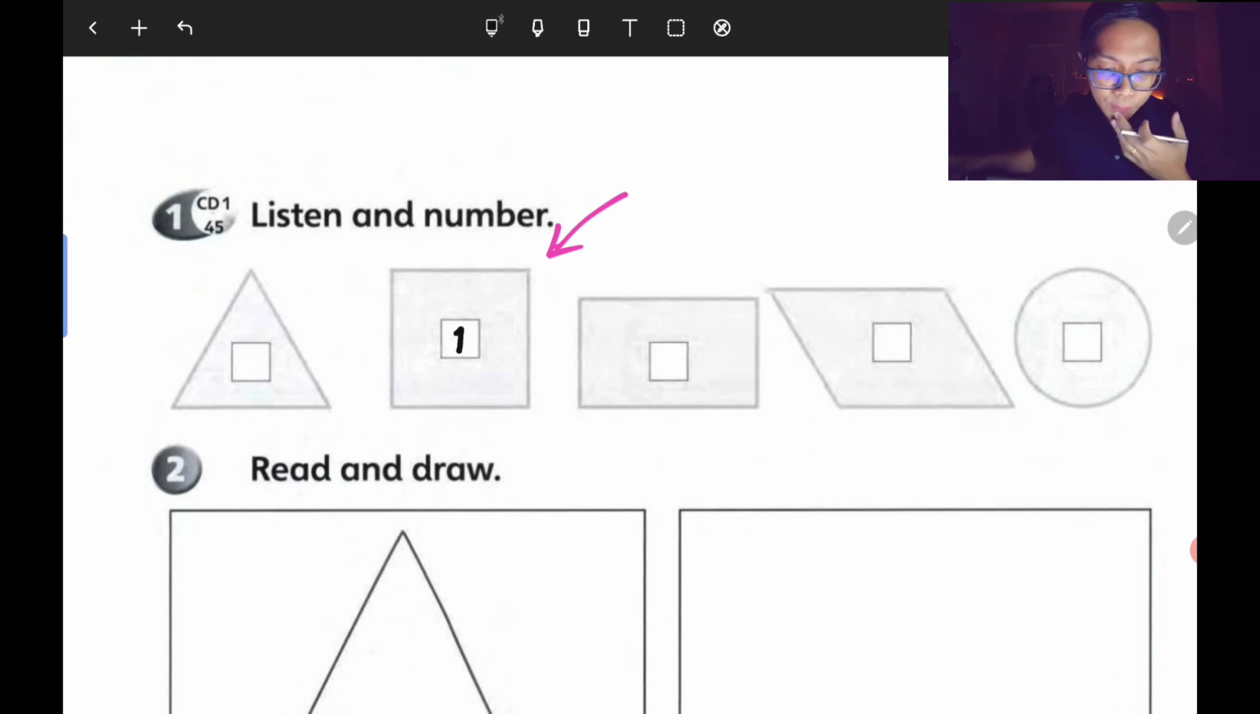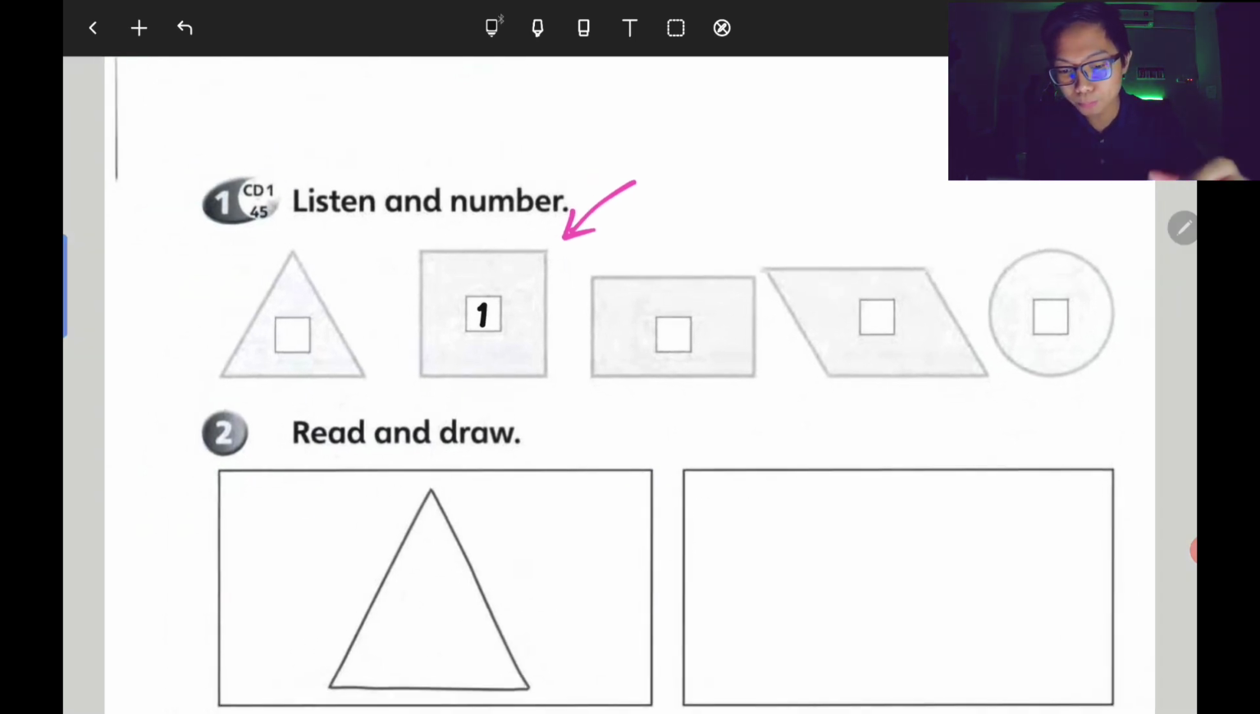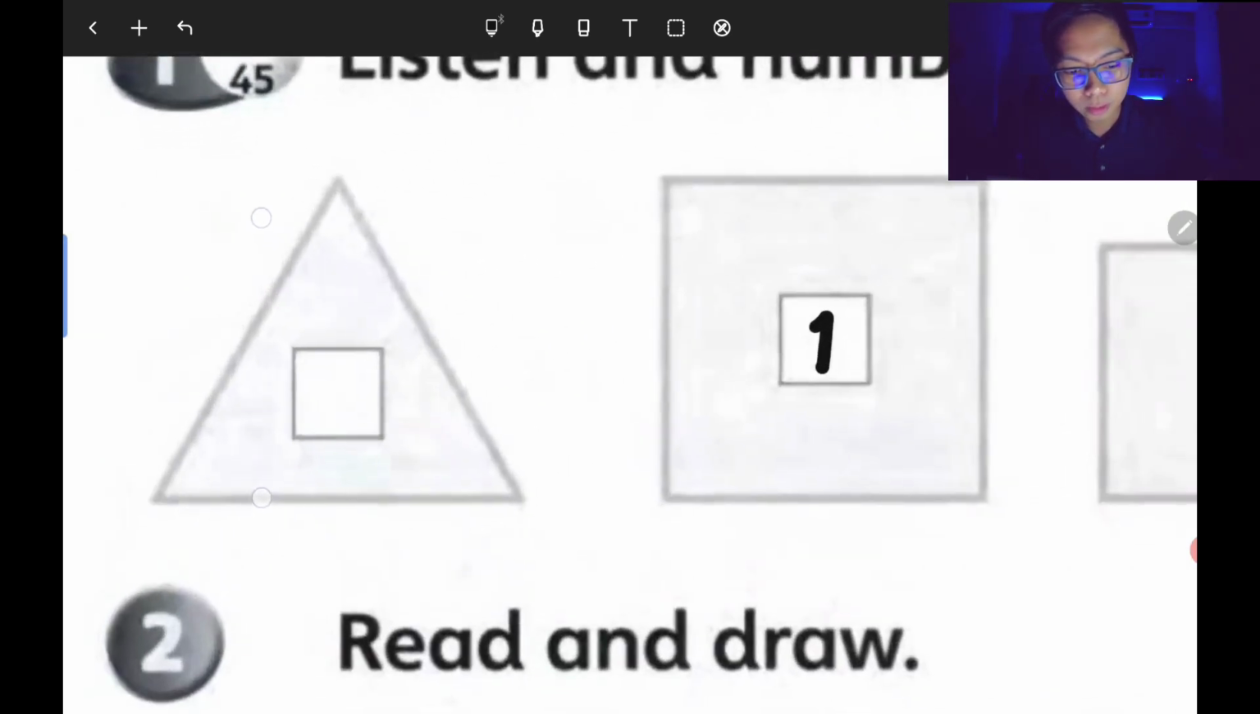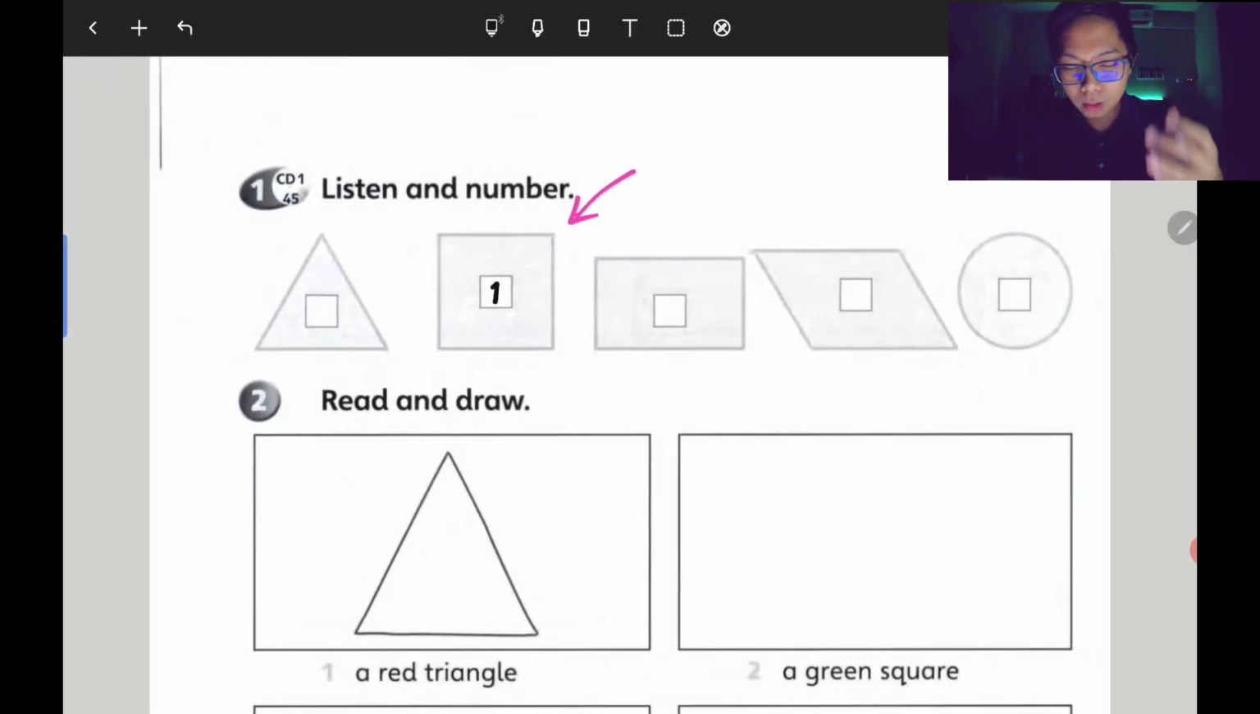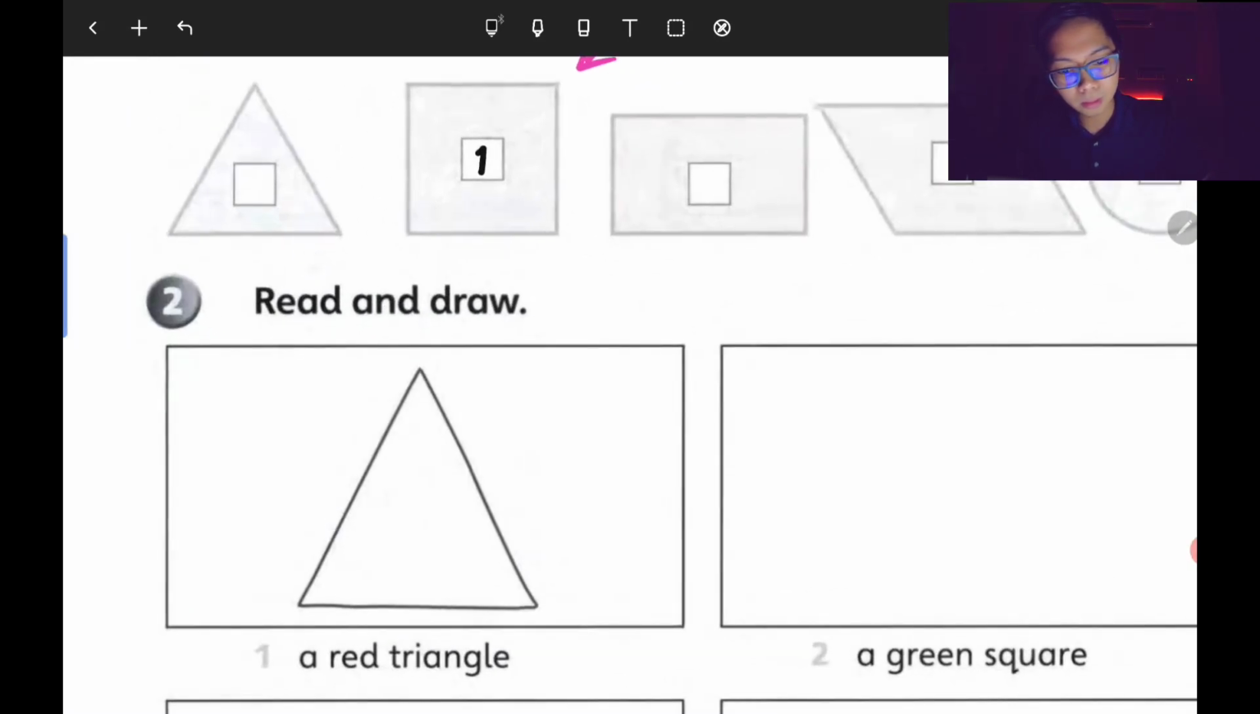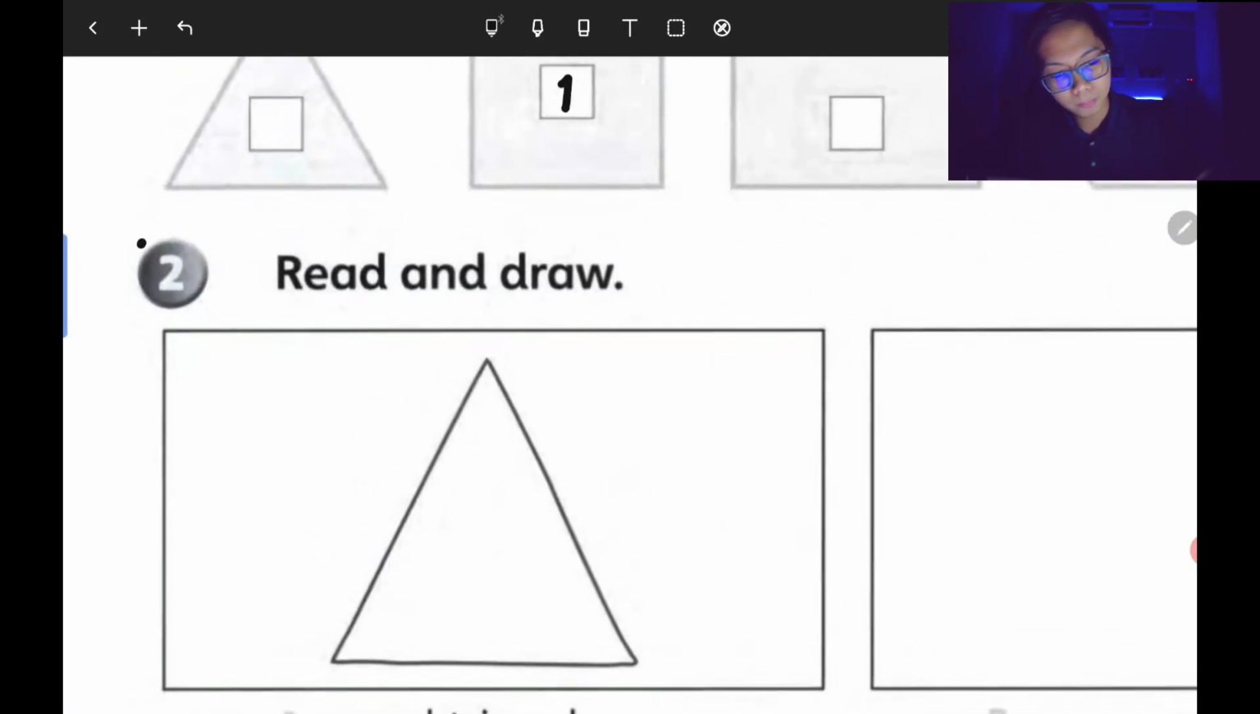Alright, so those are the numbers that you have listened just now. You have to write them down in the shapes. Okay, if you missed the listening just now, the audio, you can repeat this video. You can rewind. Okay, but I think you got it on the first time.